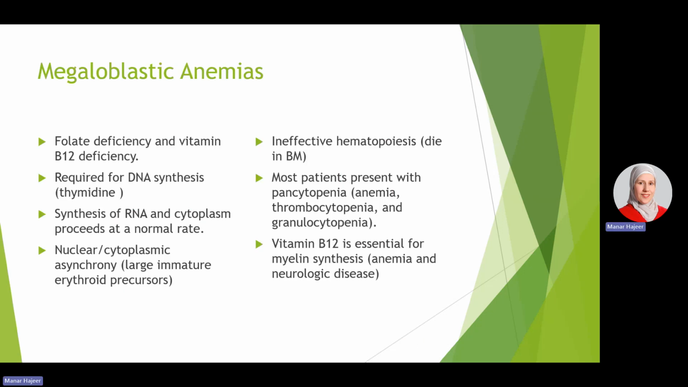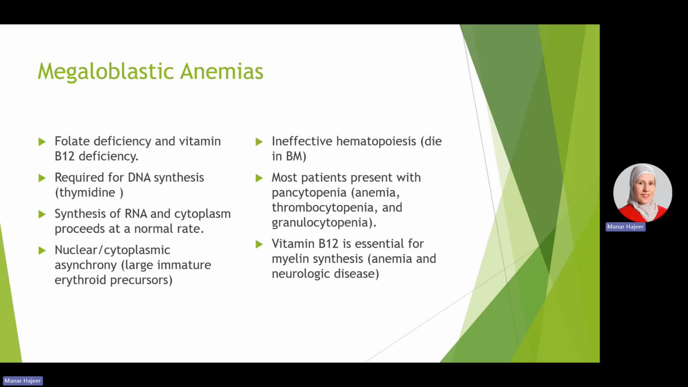The second anemia of decreased production is collectively known as megaloblastic anemia, and it involves both folate deficiency and vitamin B12 deficiency. Folate and vitamin B12, both of them are required for the DNA synthesis and the thymidine part of the DNA specifically. So it's different from iron deficiency, which is needed for the hemoglobin synthesis that is part of the cytoplasm here. The problem is in the DNA synthesis.